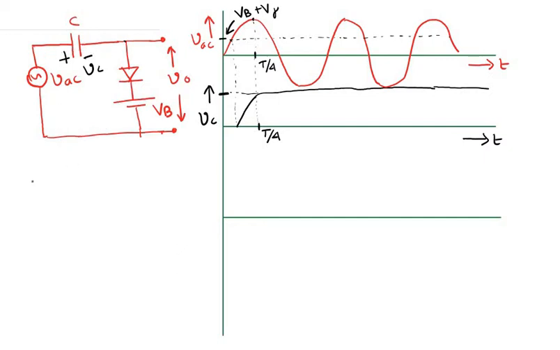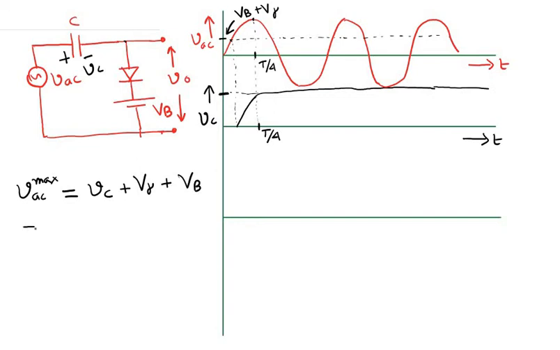So we write Kirchhoff's voltage law. The input voltage when at its maximum value is Vac max, and the maximum voltage across the capacitor develops when Vac is at Vac max. So Vac max is equal to the voltage developed across the capacitor, Vc, plus the voltage drop across the diode, which is V gamma, plus this voltage Vb.